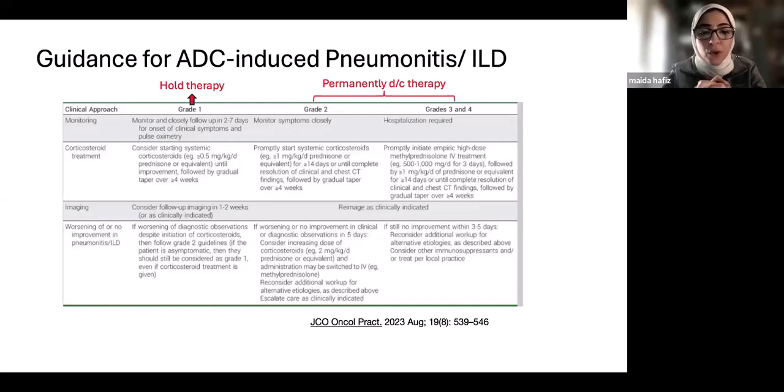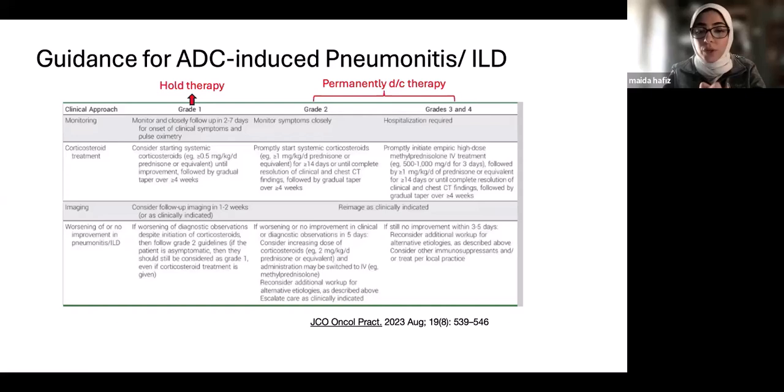And then if there is worsening of symptoms, or if there is not an improvement in the symptoms, then you would follow the guidelines for grade 2 pneumonitis. For grade 2 pneumonitis and above, you would discontinue therapy, and you would start corticosteroid treatment with prednisone 1 milligram per kilogram per day or even more for 14 days or more, or until there is complete resolution of clinical and CT chest findings. And then you would gradually taper it over more than 4 weeks.